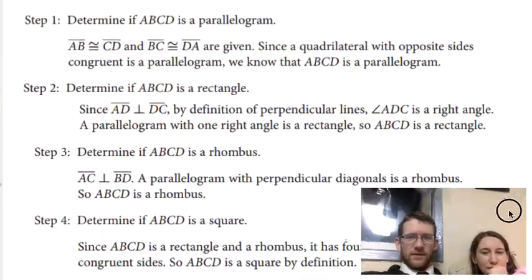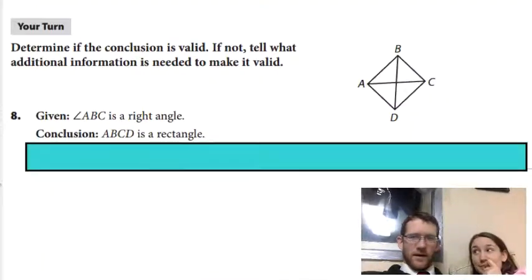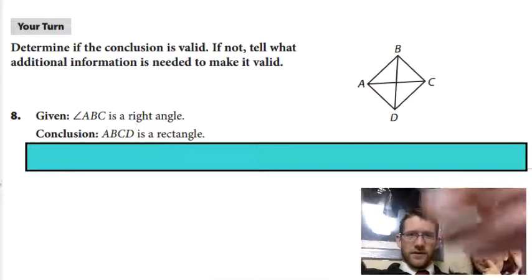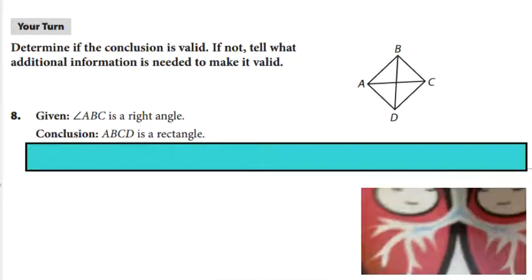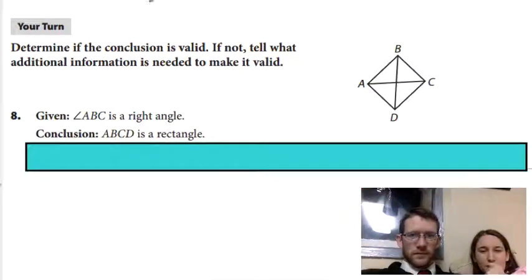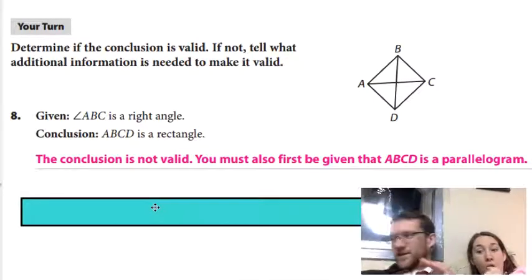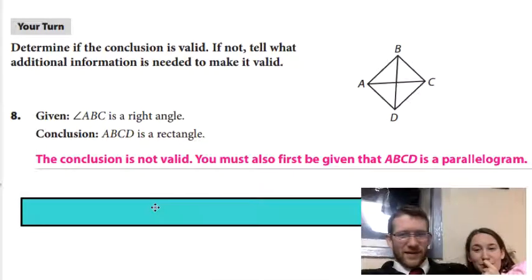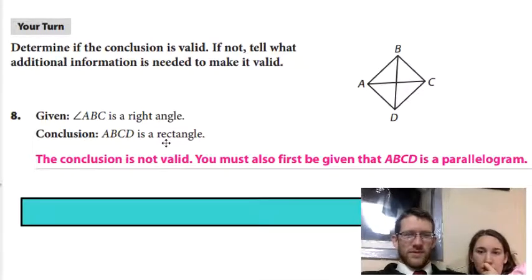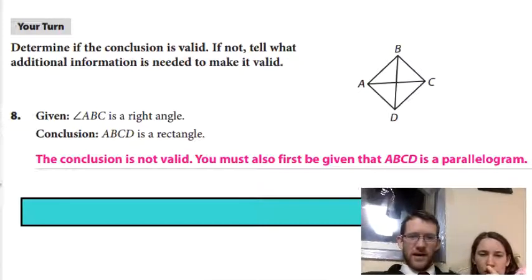Cool. And they write it all down here. Okay, go ahead and pause right here. See if you can do this one. Look at that, it was a trick question. You can't prove anything with it because we don't even know if it's a parallelogram yet. Remember, our first step was to prove that it's a parallelogram.